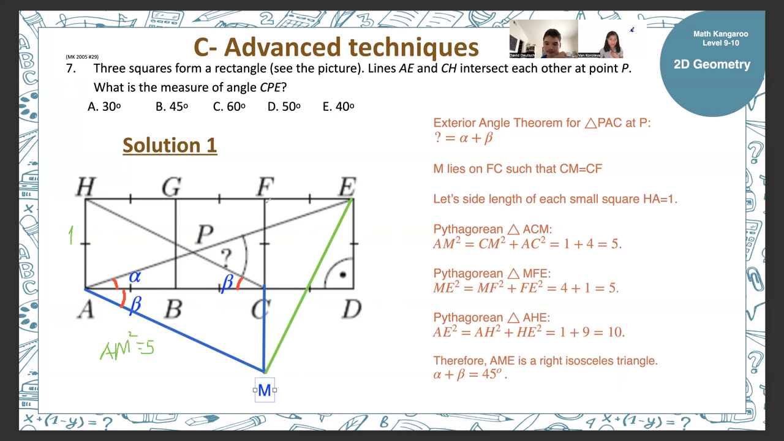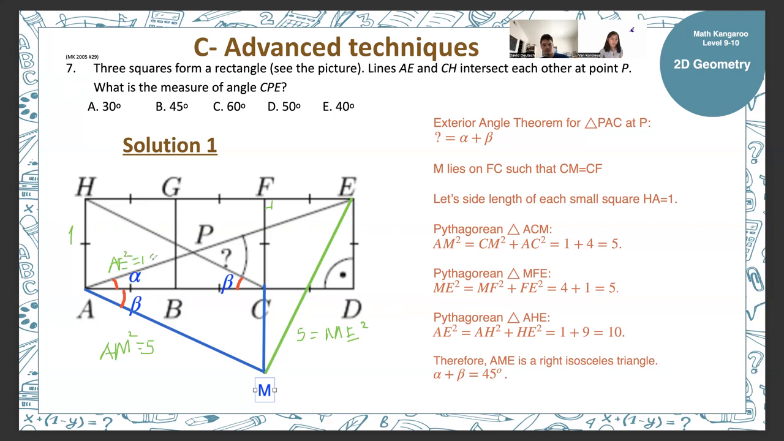And then similarly, if I look over here, FEM is a right triangle. So 1 squared plus 2 squared, ME squared is going to be equal to 5 as well. And this is ME squared, not ME. And finally, I look at this right triangle AHE. That means AE squared is equal to 1 squared plus 3 squared, that is 10, right? So AE squared equals 10.